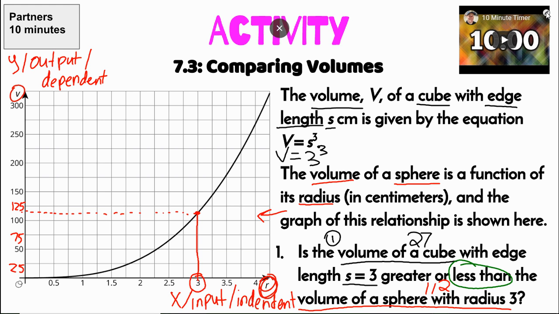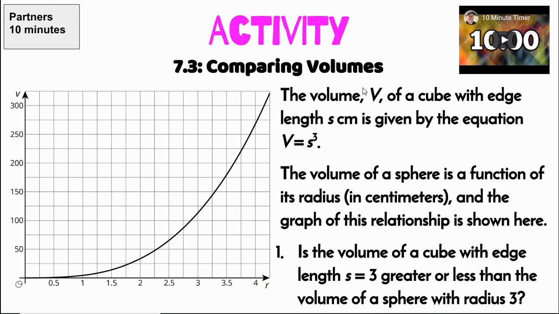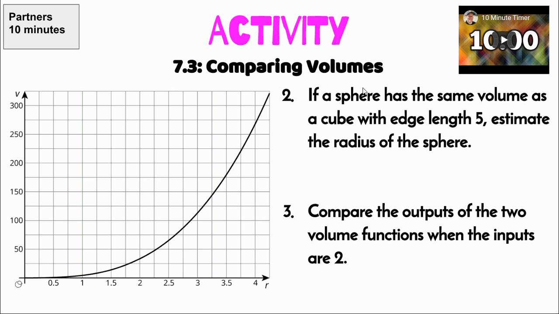Alright, I'm going to get rid of all this stuff so we can move on to the next question. So, question number 2. If a sphere has the same volume as a cube with edge length 5, estimate the radius of the sphere. So, if a sphere has the same volume as a cube, well, we don't know the volume of the cube, so that's the first thing we need to do.